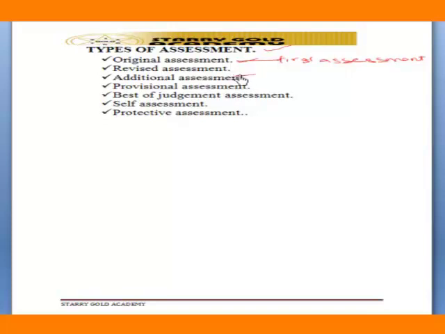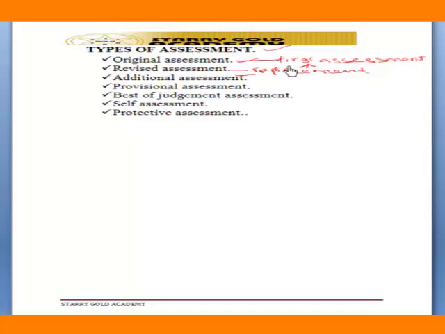The revised assessment. What is the revised assessment all about? This is an assessment that is raised to replace an original assessment. I'll call this one a replacement. I'll put here replacement so that you all remember. So it replaces the original assessment.